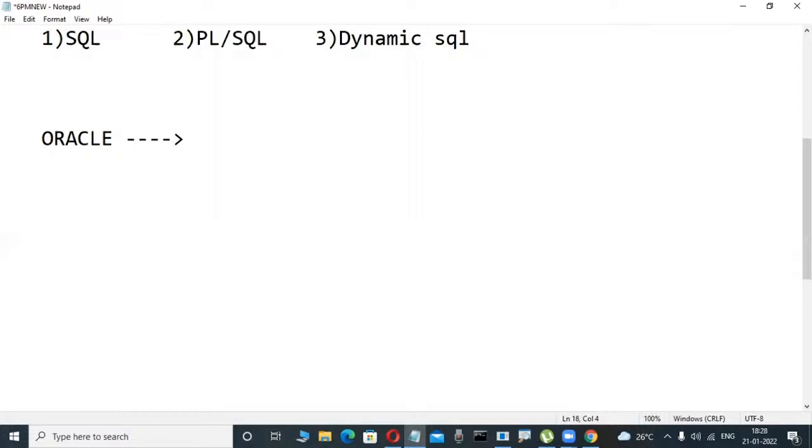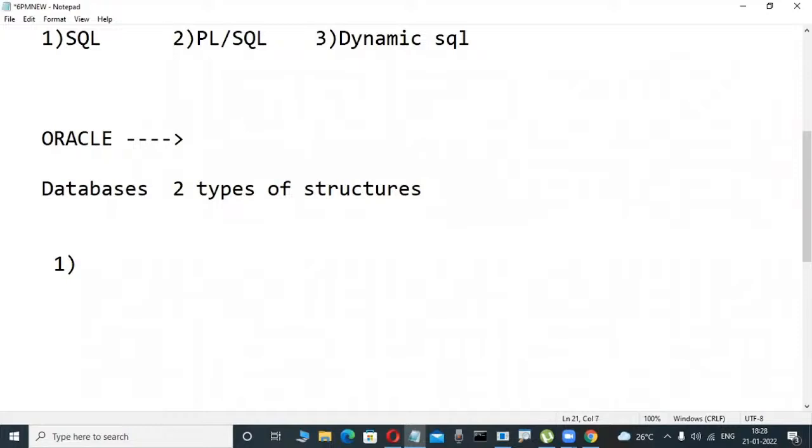But unfortunately, these databases have two types of structures. You must be familiar with this before we start our courses. Observe it here, two types of structures. Don't write it, just observe it here. Suppose you are taking Oracle, SQL Server, MySQL, DB2, any relational database software you are installing in your system, two types of structures are there. One is logical structure.